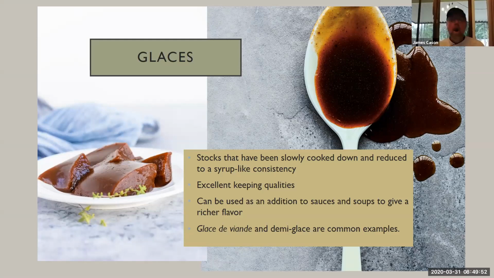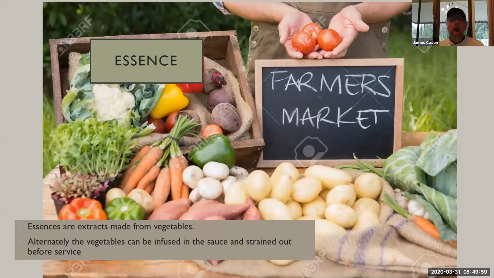Then we have what's called an essence. And an essence isn't really a true stock because there's no bones in it. Sometimes I like to joke around and say, well, it's the bones of the carrots or the bones of the vegetables that we're doing. But an essence is really made from fruits or vegetables.